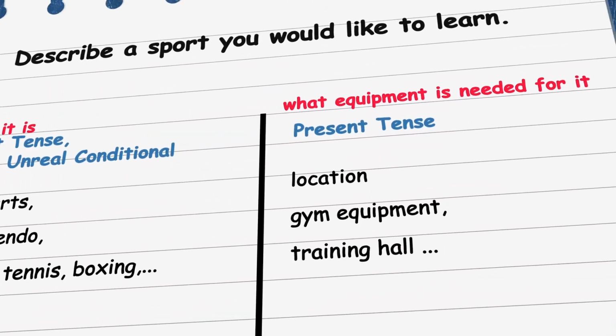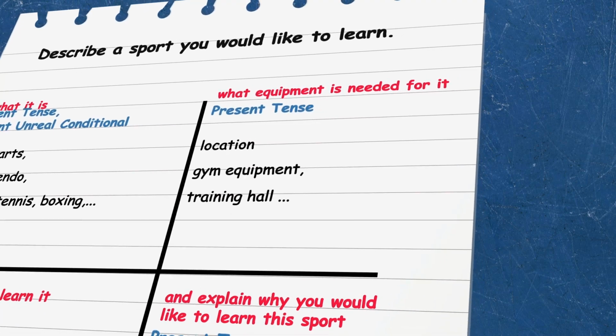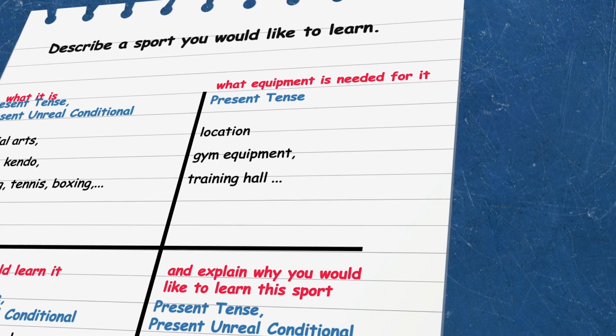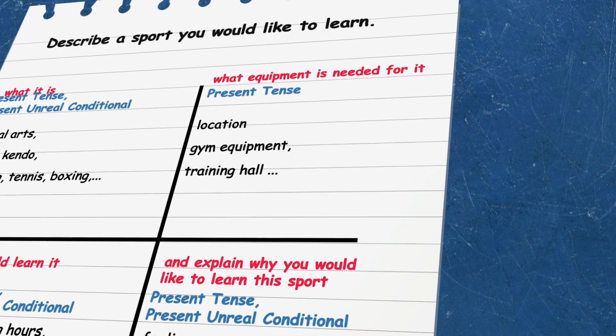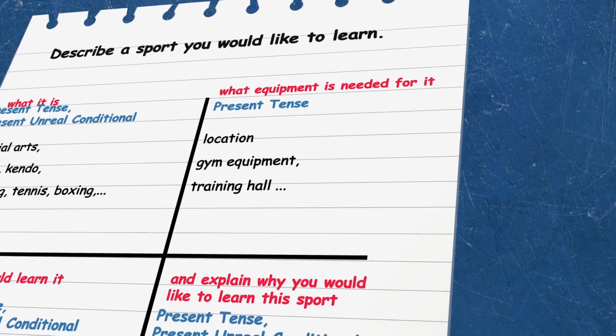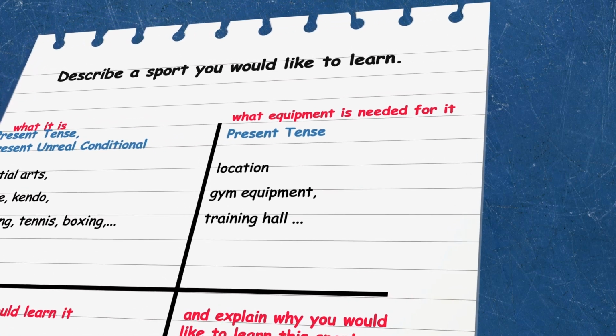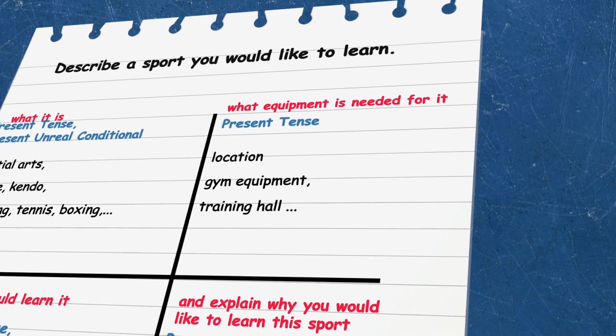The second cue is asking about the equipment. So it's asking you about how you would go about learning this sport. What would you need to learn the sport? For example, you can talk about the location. I go to a training hall. I go to a dojo. If it requires upper body strength, I could go to a gym and lift weights. If it's swimming, then I need access to a swimming pool.